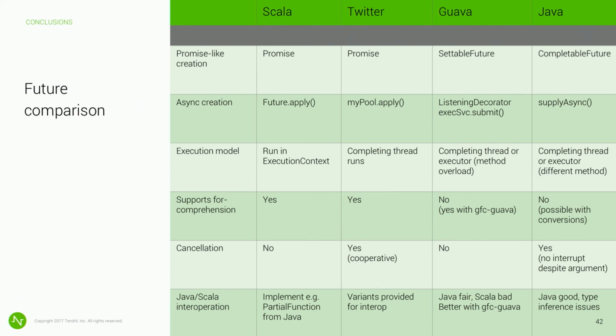Java Scala interop. The Scala one, you can implement it. The Twitter one provides both types in its API. It tries to provide a Java-friendly API. And Java, obviously Java interop with Java classes is really good, but there's some type inference stuff that goes on. You have to put more type hints in there than you're used to.